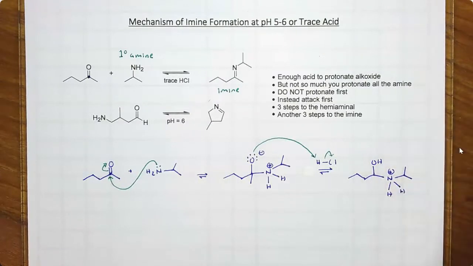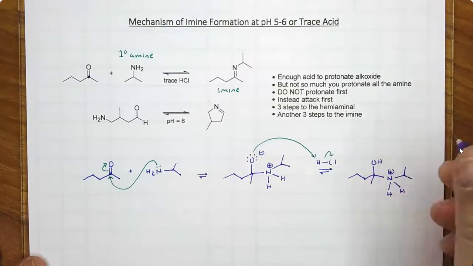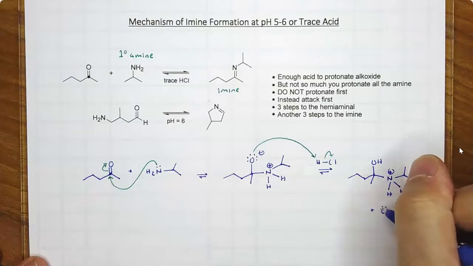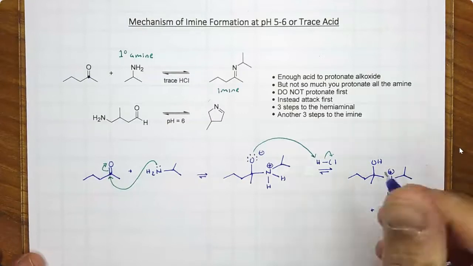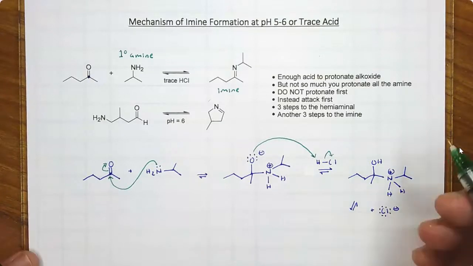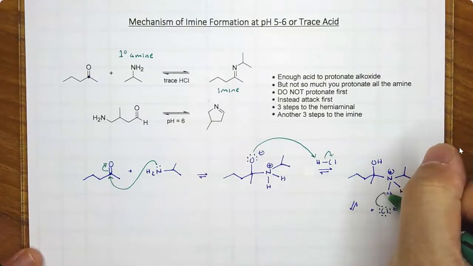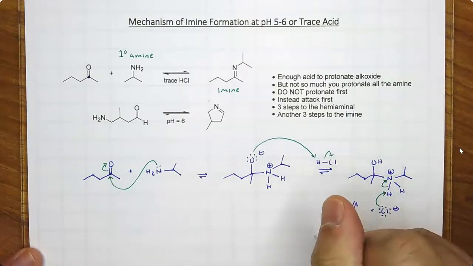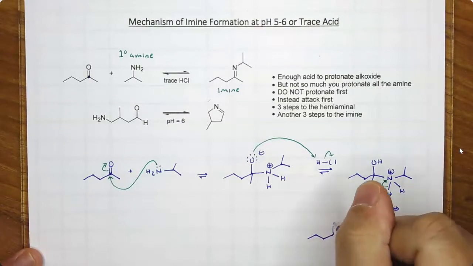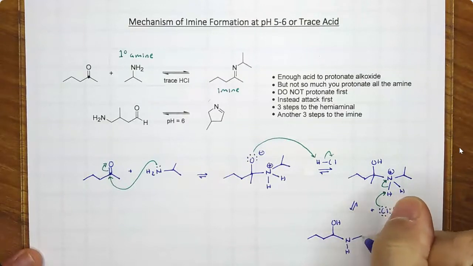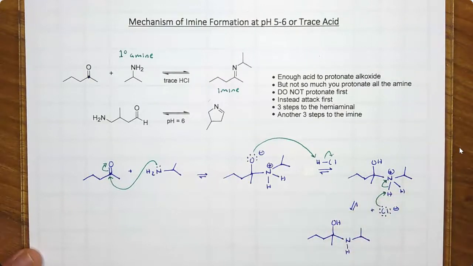That nitrogen is still protonated and positive. We did create Cl-, which is good because we're going to use that to deprotonate the amine. That is called the hemiaminal.